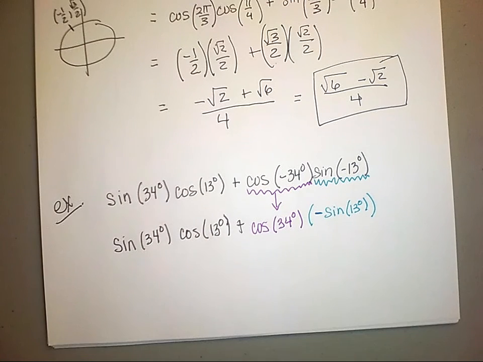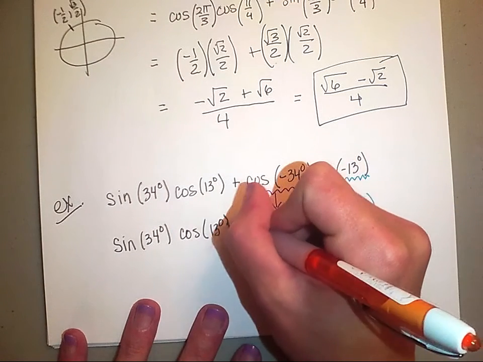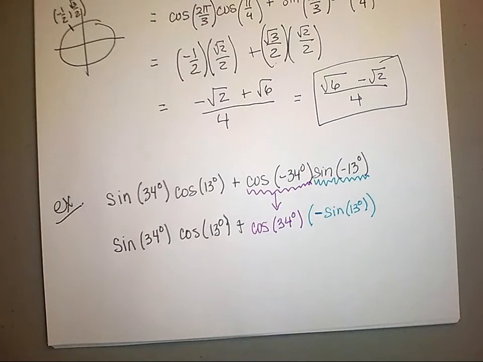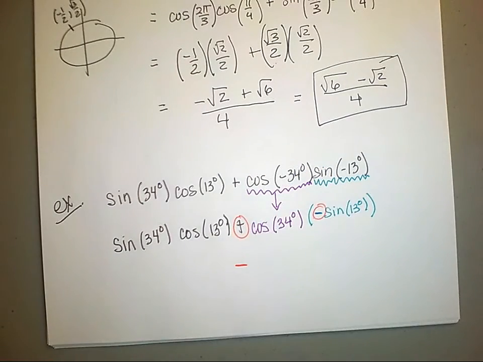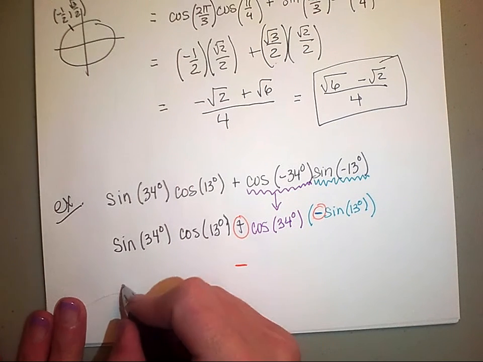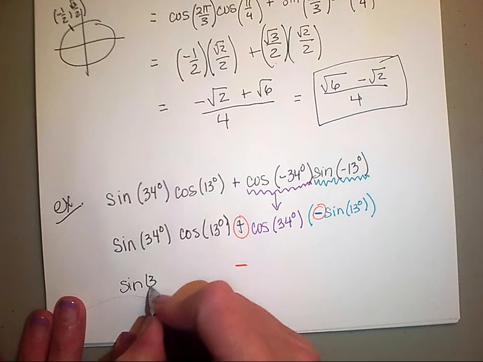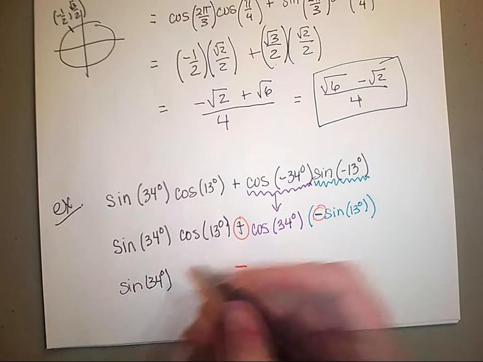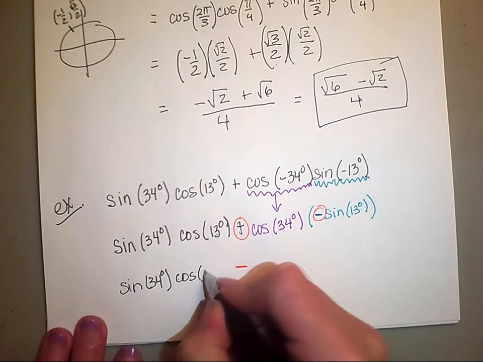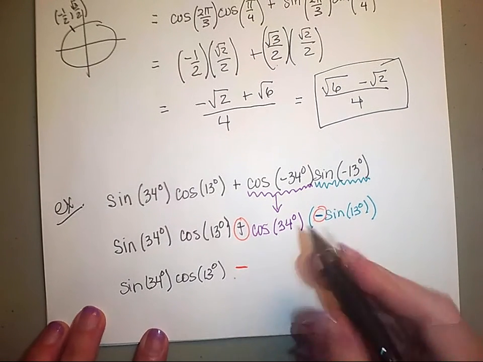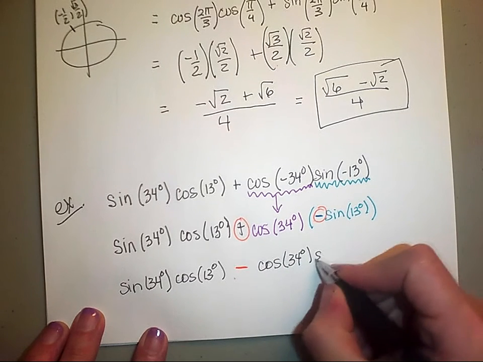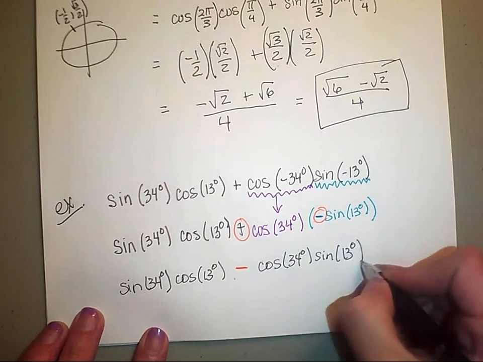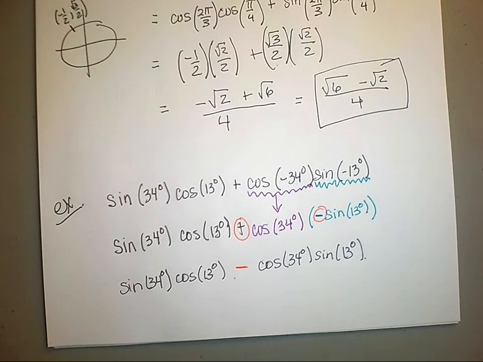And now we have the same angles. But what we're going to have to be careful about here is that now that we've thrown this negative into the mix, we're adding a positive and multiplying by the negative, so these two will change to a negative. So this is the sine of 34 degrees times the cosine of 13 degrees minus the cosine of 34 degrees times the sine of 13 degrees.